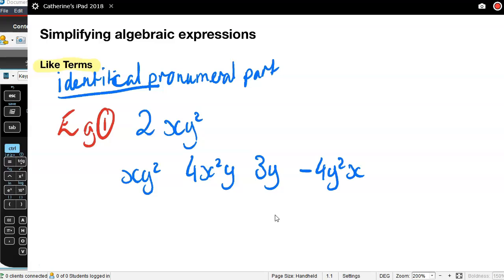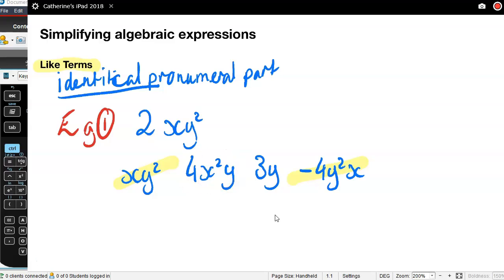If you'd said that one and that one, you'd be correct. So think about this one, it doesn't matter that the order is different. The pronumeral part is still the same. It's x times by x squared. So x times by x squared. We do usually, though, put the pronumerals in alphabetical order if we can.